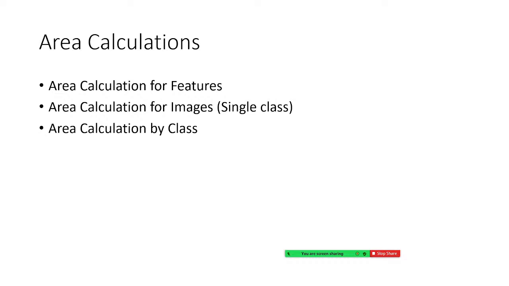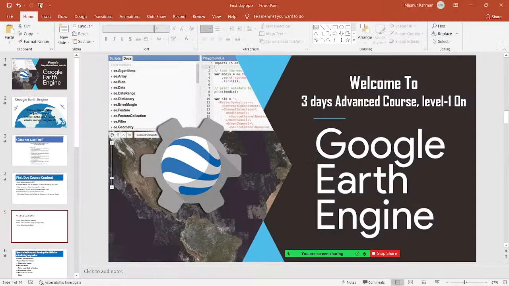Then we will discuss area calculation for an image. For a single image, suppose you want to calculate only the urban area or built up area, we can calculate it for one single class. And then area calculation by class: all of the classes available in my land cover classification map, I will calculate one by one. So let's start. I will open my code editor.